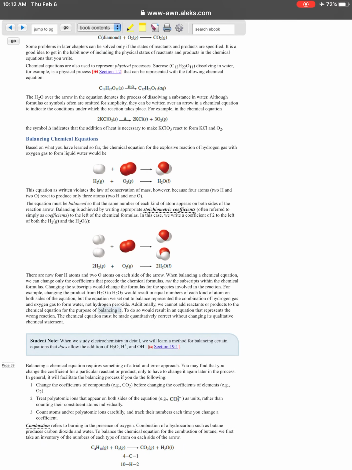Some equations are really simple to balance, others are hard. There are probably a dozen ways to balance equations. We're only going to show you one in here. It's called inspection. So let's take a look at the first example showing you how to do it. 2H2, 2 hydrogen molecules in gaseous form, reacting with 1 oxygen molecule in gaseous form to form 2 liquid waters.